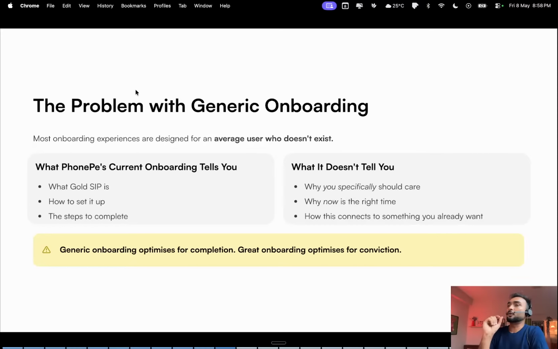Okay, now let's drill down even further: what is the problem with generic onboardings? If you saw that feature today when I asked you to open your PhonePe app, you would have seen there was actually no onboarding.